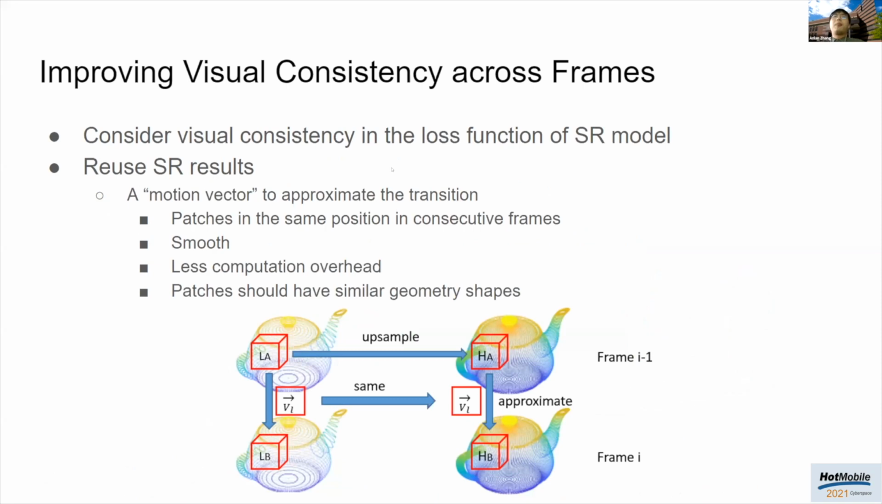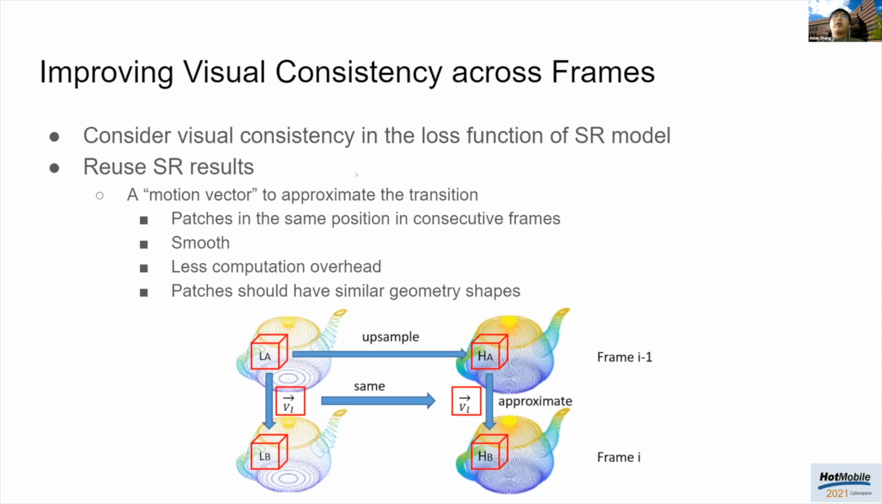As shown in this picture, we may use the motion vector to approximate the transition of the points in the patch of the same position in 2 consecutive frames. A motion vector is an approximation of how the points in a patch translate to the points in another. This brings us 2 advantages. First, it brings a smooth transition so that we can mitigate the visual inconsistency across frames. Second, it also brings less computation overhead because we do not have to always do super resolution for every patch.